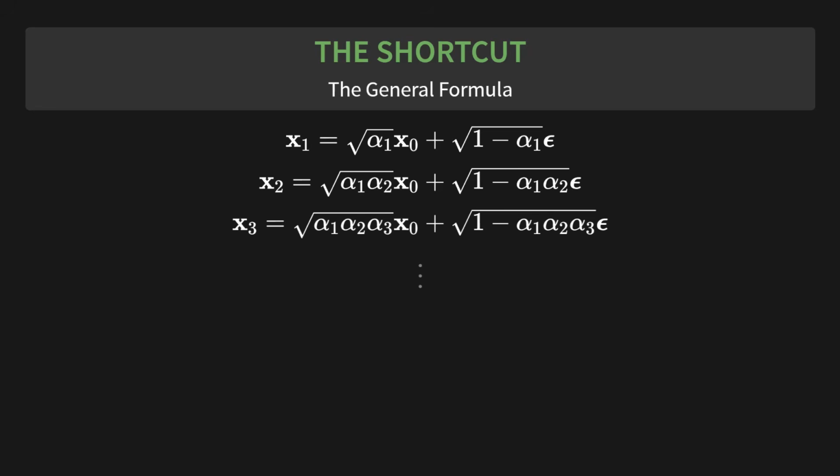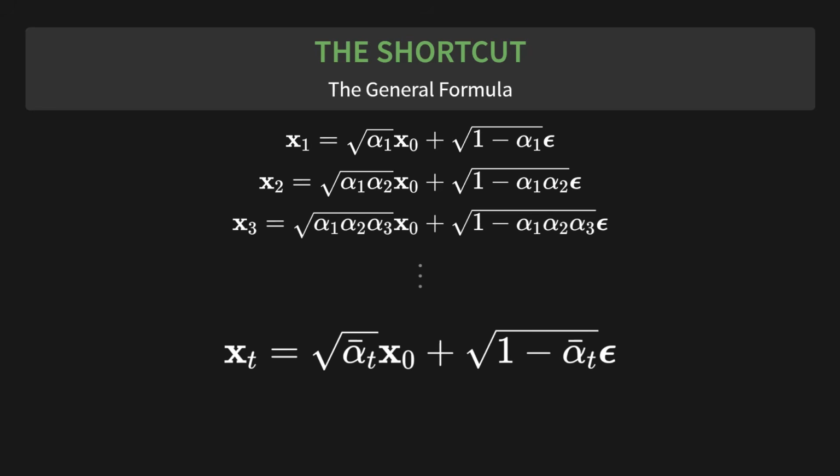This gives us the final general formula, the shortcut. It says x sub t equals the square root of alpha bar sub t times x sub 0 plus the square root of 1 minus alpha bar sub t times epsilon. And that new symbol, alpha bar sub t, is just the cumulative product of all the alphas up to that point. Alpha 1 times alpha 2 times all the way to alpha t. This formula lets us jump from our original image at step 0 to any time step t instantly.